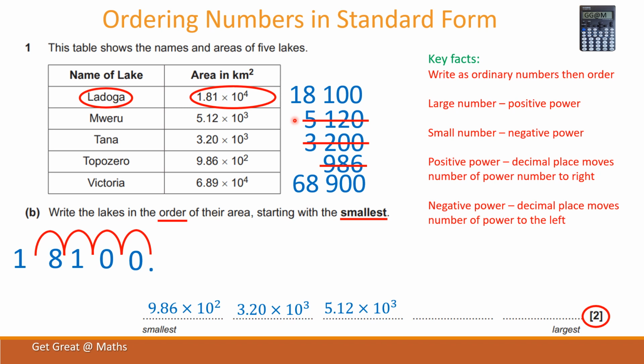Cross it out. The next one, we're now looking at the tens of thousands. So the 1 is the smallest. So we're going to look at 1.81 times 10 to the 4. And then the last one is going to be 6.89 times 10 to the 4. This is worth 2 marks in the exam.